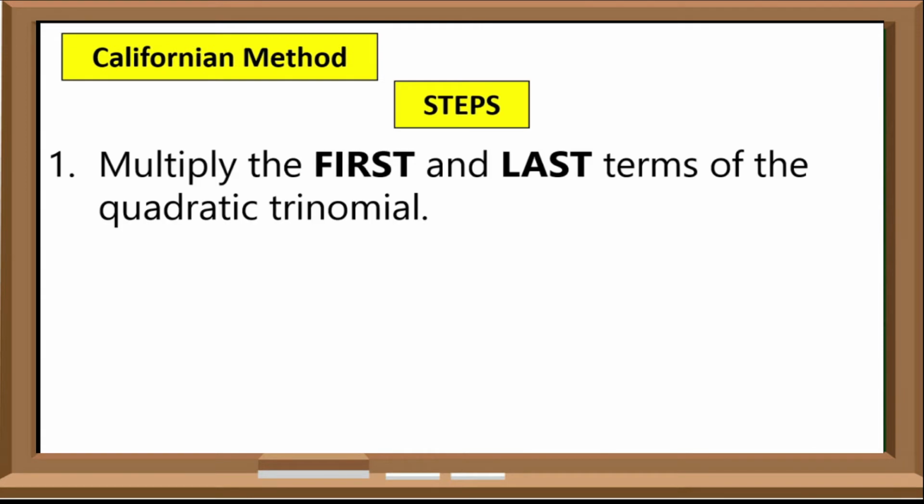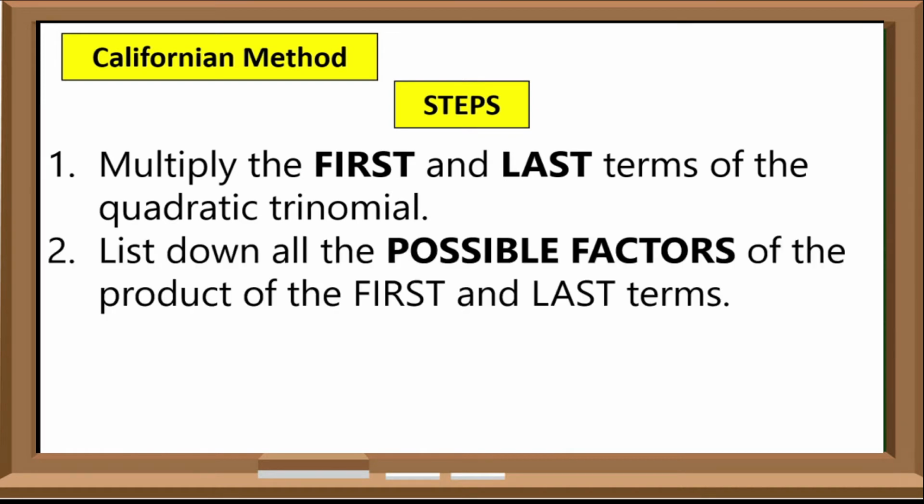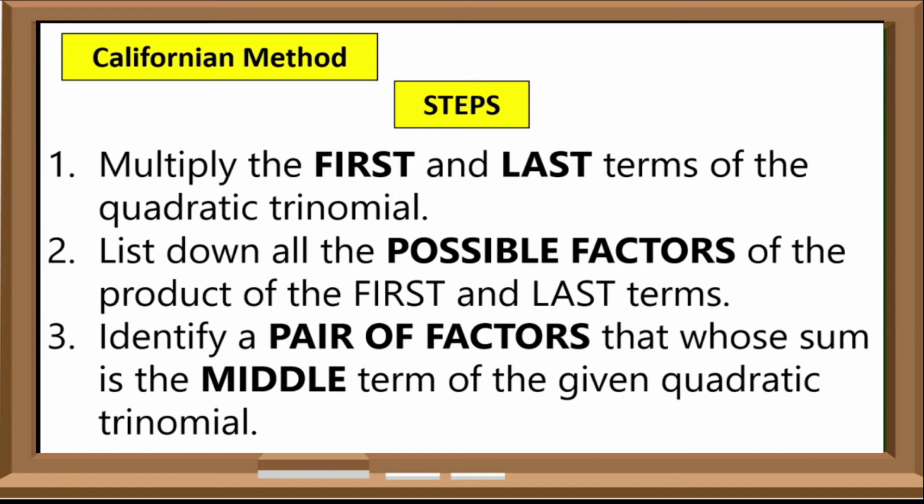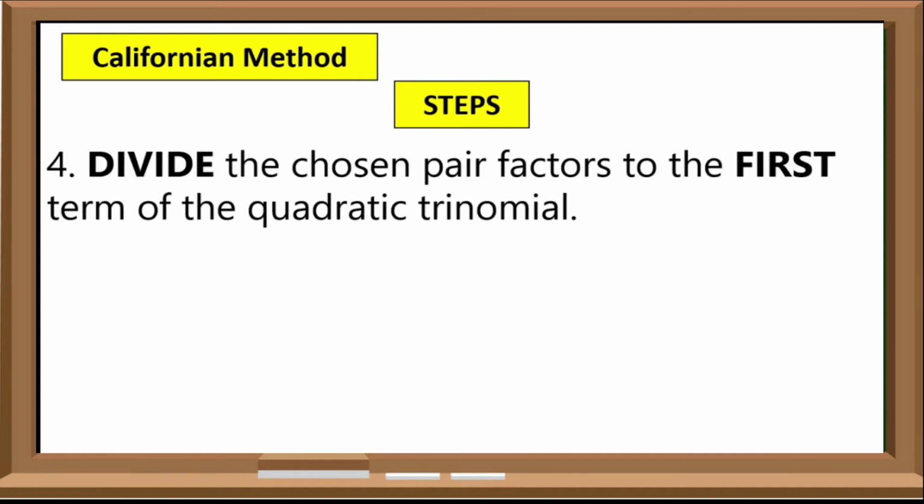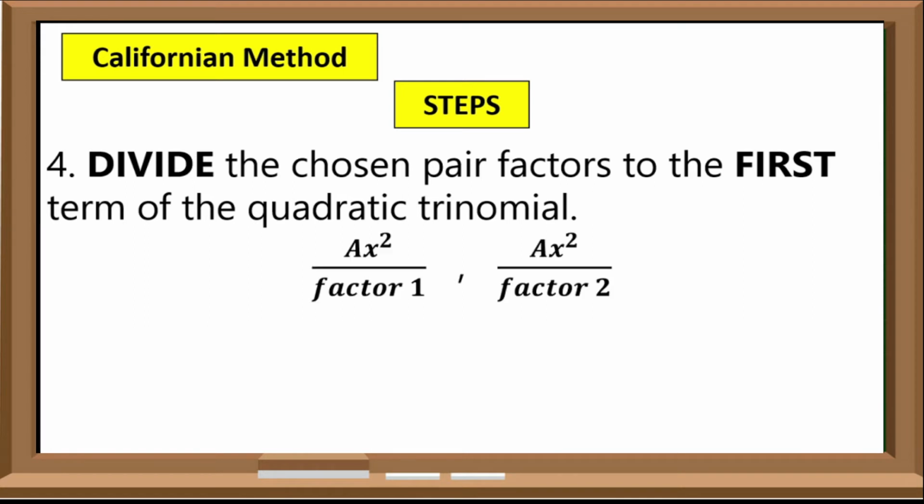First, multiply the first and last terms of the quadratic trinomial. Second, list down all the possible factors of the product of the first and last terms. Third, identify a pair of factors whose sum is the middle term of the given quadratic trinomial. Fourth, divide the chosen pair of factors into the first term of the quadratic trinomial: the first term over the first factor, and the first term over the second factor.